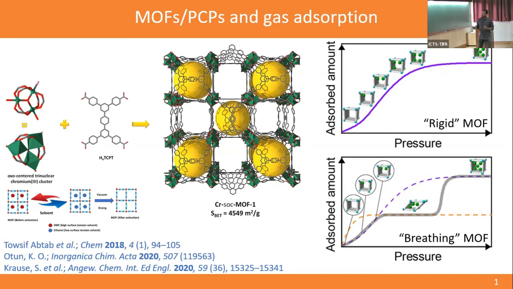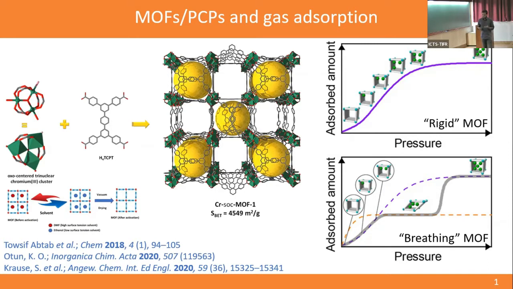When MOFs or PCPs are exposed to gas pressure, some amount of gas gets into the material. When you plot the adsorbed amount as a function of pressure at a constant temperature, you get a gas adsorption isotherm. Typically, most porous materials exhibit an adsorption isotherm as shown here in this schematic. Why do most porous materials exhibit an isotherm like this? It's because the structure of the material is insensitive to the presence of gas molecules.